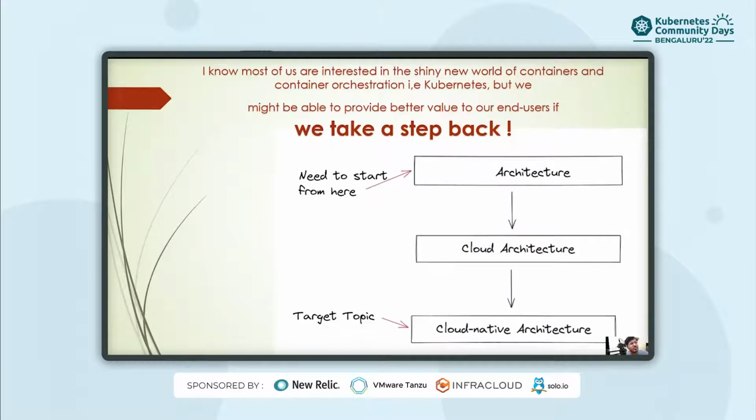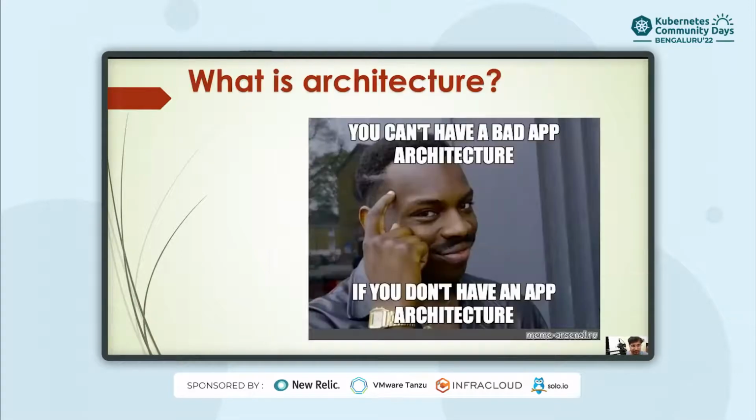I know most of us are very interested in learning new things. We want to go into this new shiny world of containers and container orchestration like Kubernetes, Docker, all of that. But we might only be able to give better value to our end users if we take a step back. To achieve some competency on cloud-native architectures, we need to start from architecture. So what is architecture? This is the first question that comes to our mind, right? How can we easily define architecture?